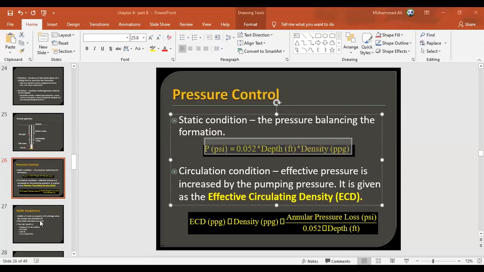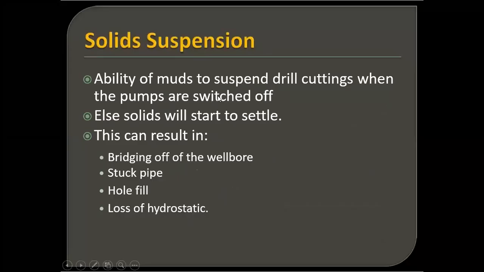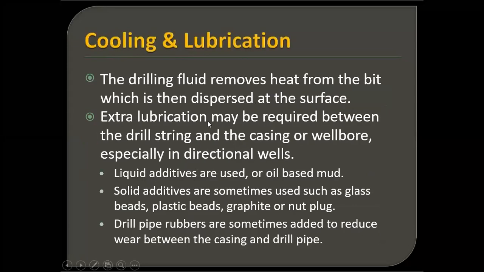Now this is the formula, and then we talk about the solid suspension. Solid suspension is needed because if you stop the drilling, all the drilling cuttings will go and fall down. So we have to suspend those solids, and whatever rock cuttings are coming, we have that problem. So for that, a gel structure is required, and again for that we have additives.